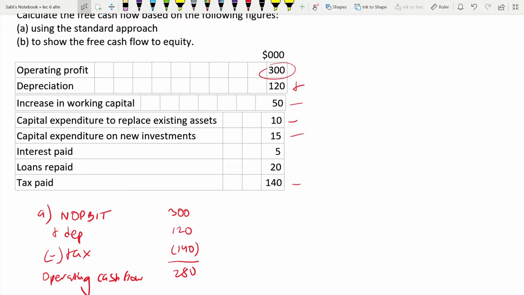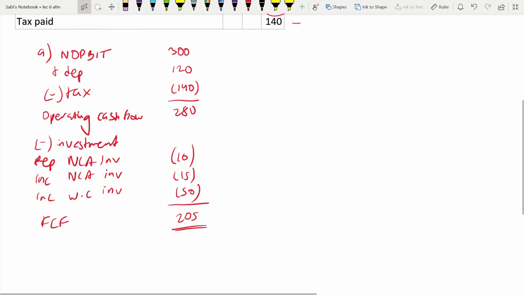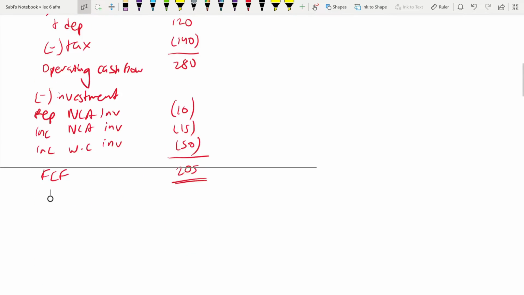So almost all the things you have taken into account. Only two things you didn't take. One is interest paid and the other one is loan paid. These two things you didn't take in A. As I told, interest and loan you did not deduct. Now let us come to part B.